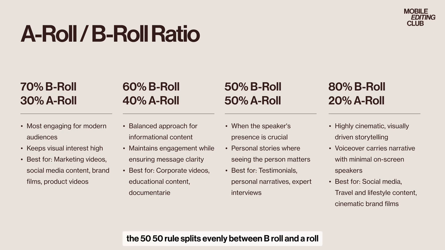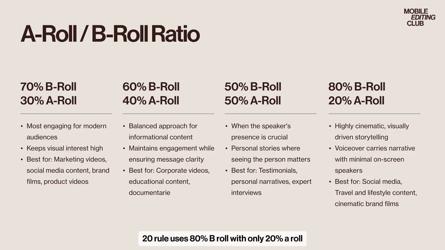The 50-50 rule splits evenly between B-roll and A-roll. Use this when the speaker's presence is crucial. Personal stories where seeing the person matters. This ratio works best for testimonials, personal narratives, and expert interviews, where credibility comes from seeing who's speaking.